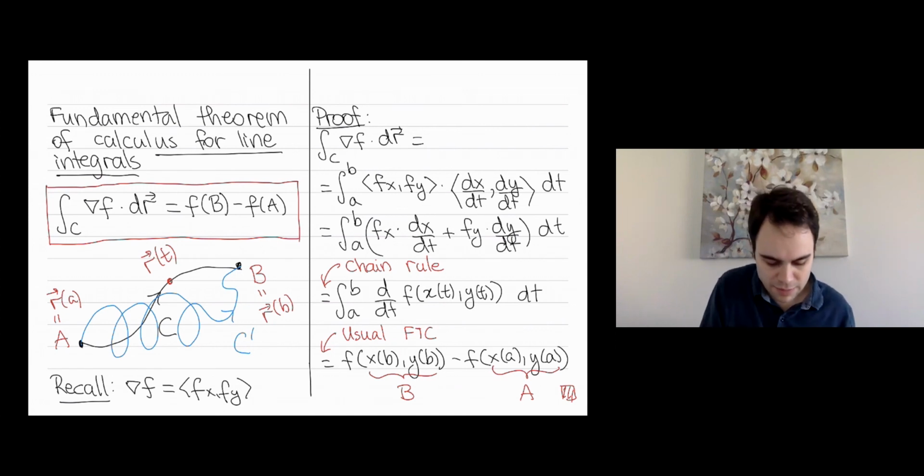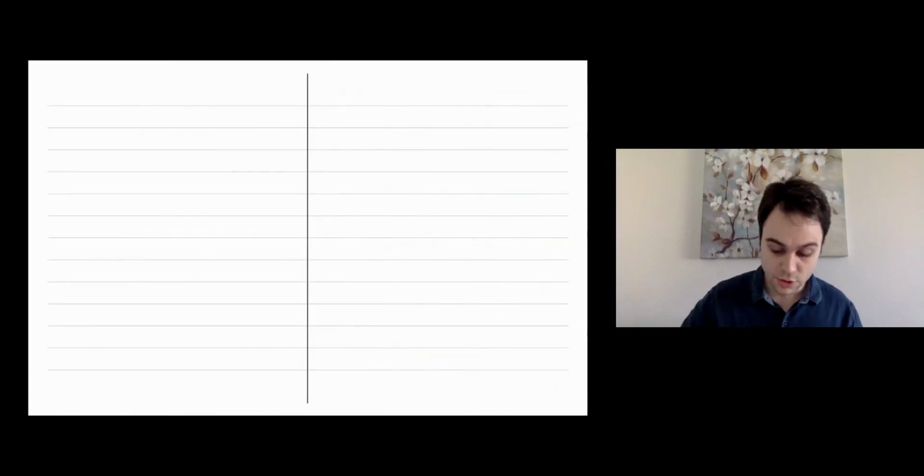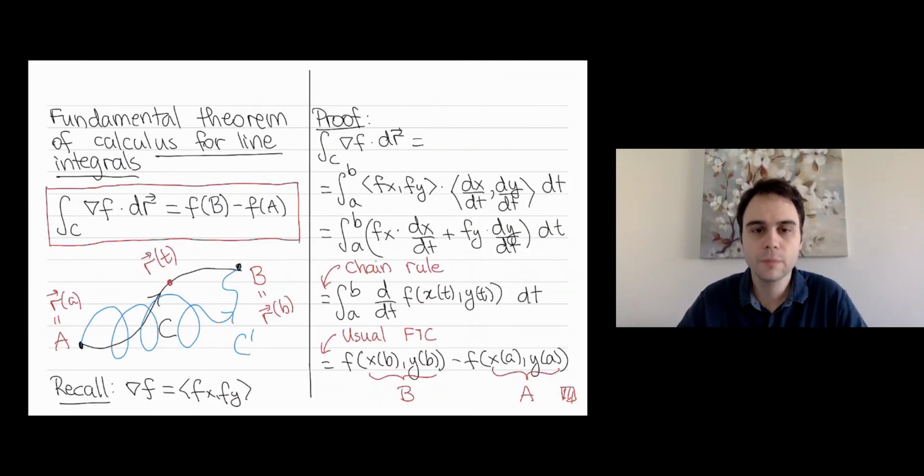So you see that if I'm integrating the gradient of a function, the integral doesn't depend on the curve over which I'm integrating, it only depends on the endpoints of the curve. So this is a special property of a vector field. Not every vector field has this property. So now let's think about what it means to have this property.